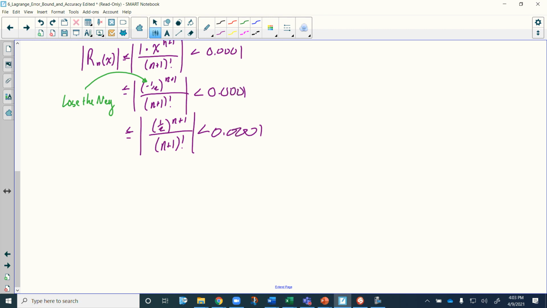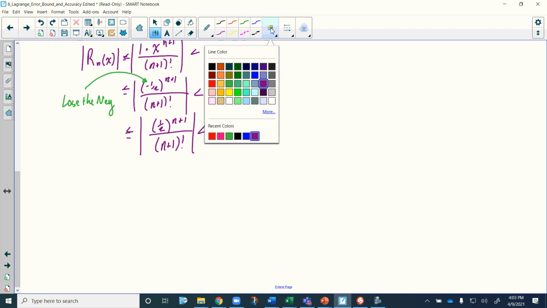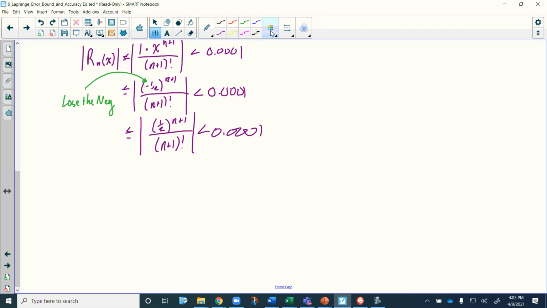0.0001 in this case. So this is where I'm going to start making my table using my calculator where n is going to be some value. The expression for my output is just going to be that 1/2 to the n plus 1 power over n plus 1 factorial. And again, we're just picking some numbers. When n is equal to 1, it was way, way off. So it wasn't even close.